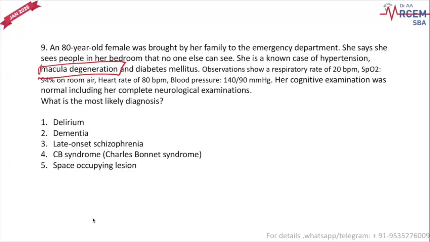This is a difficult one, but they have repeated the same question multiple times. So if it comes in the exam, it will be exactly the same thing. You need to pick up the same thing. The right answer here is Charles Bonnet syndrome. What is Charles Bonnet syndrome?